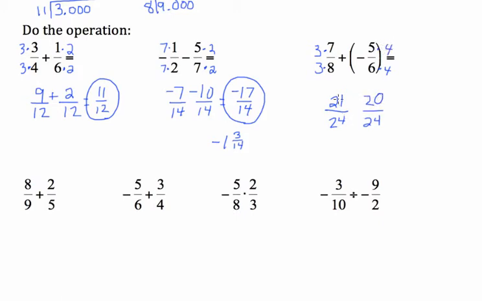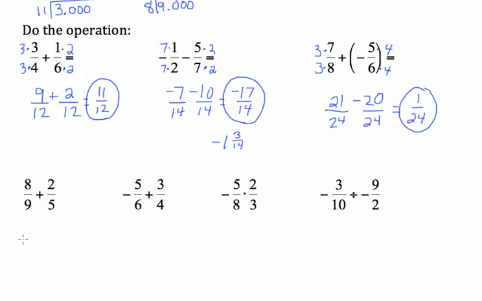Next, put in your signs. This was positive. Now adding a negative. Adding the negative is the same as subtracting, so I'm just going to put a subtraction sign in there. Now tops only. 21 minus 20 is 1. Keep your denominator the same. 1/24.